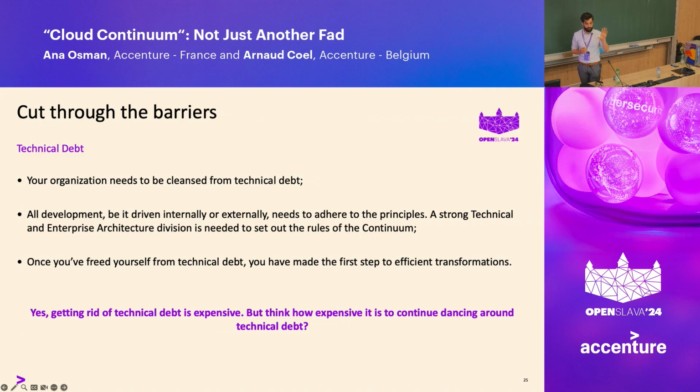And you might say, okay, technical debt is there for a reason. We don't want to touch it. It's expensive. But you need to think of how expensive it is to continue dancing around technical debt.